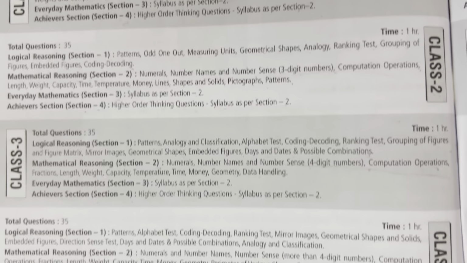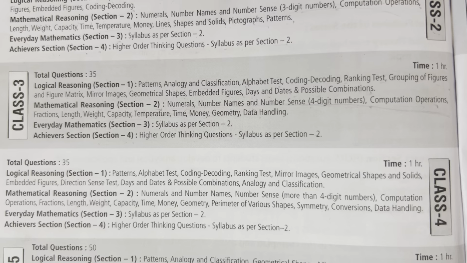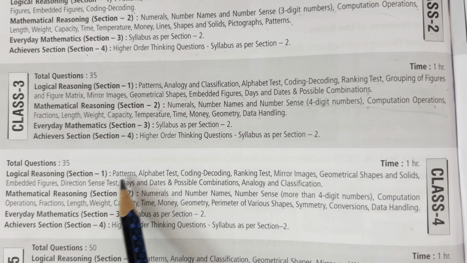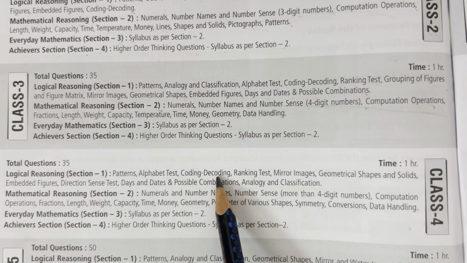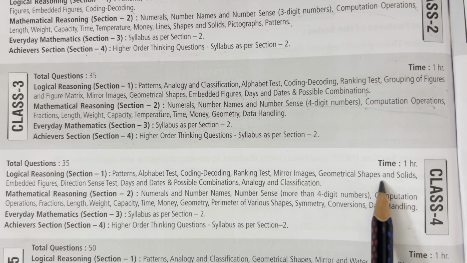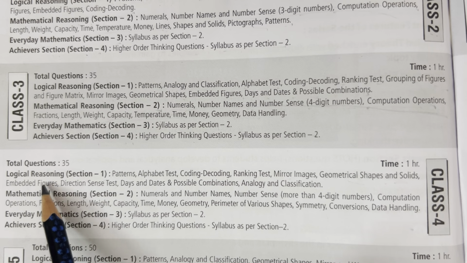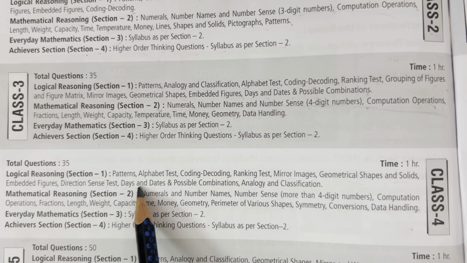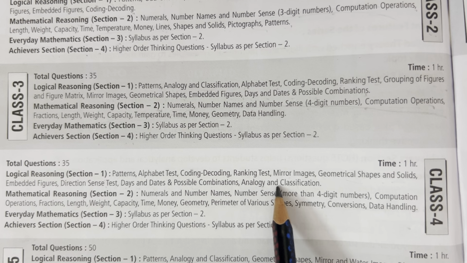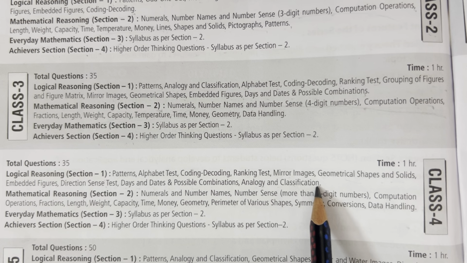Syllabus for class 4, logical reasoning, that is in section 1: patterns, alphabet test, coding, decoding, ranking test, mirror images, geometrical shapes and solids, embedded figures, direction sense test, days and dates and possible combination, analogy and classifications.